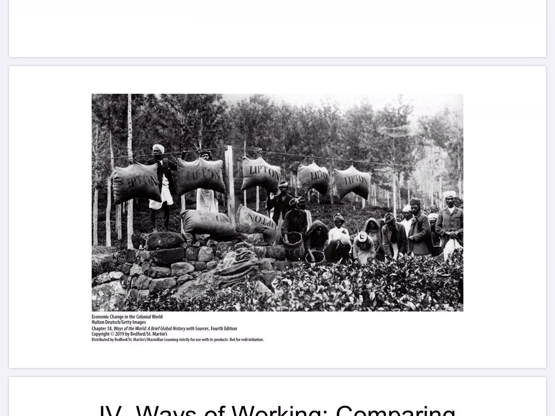The image demonstrates that colonial subjects shifted away from their typical crops, likely foodstuffs, to those products destined for export. In this case, the product is tea.